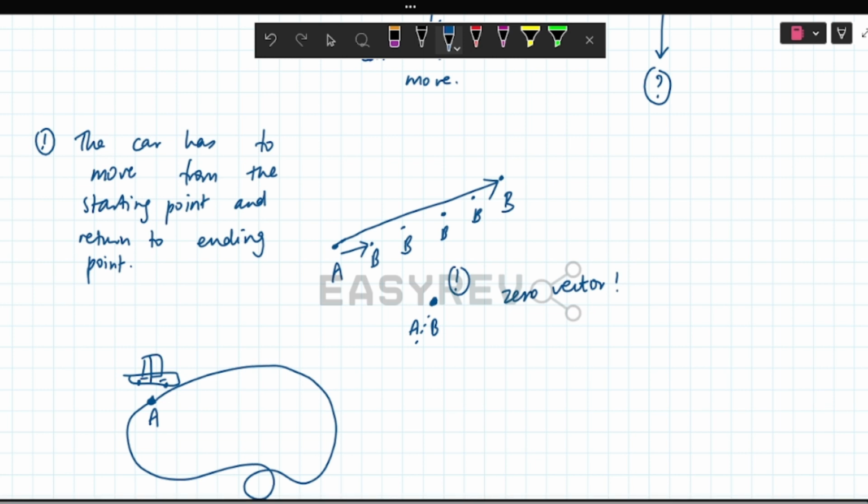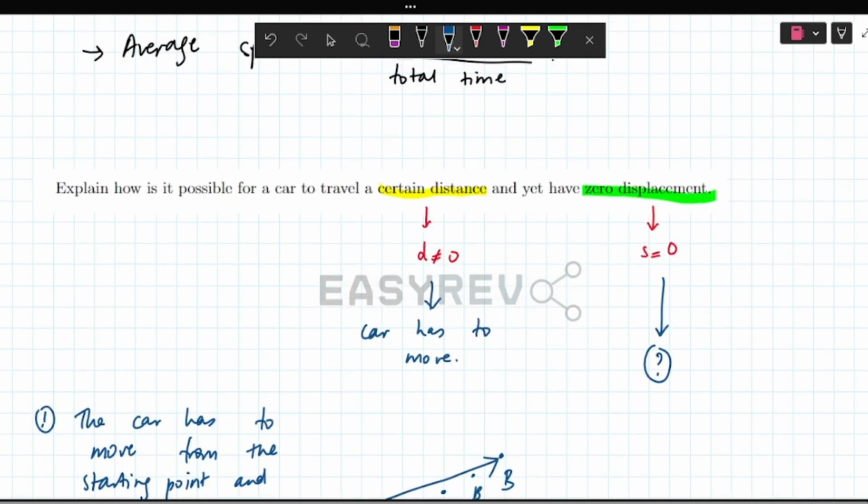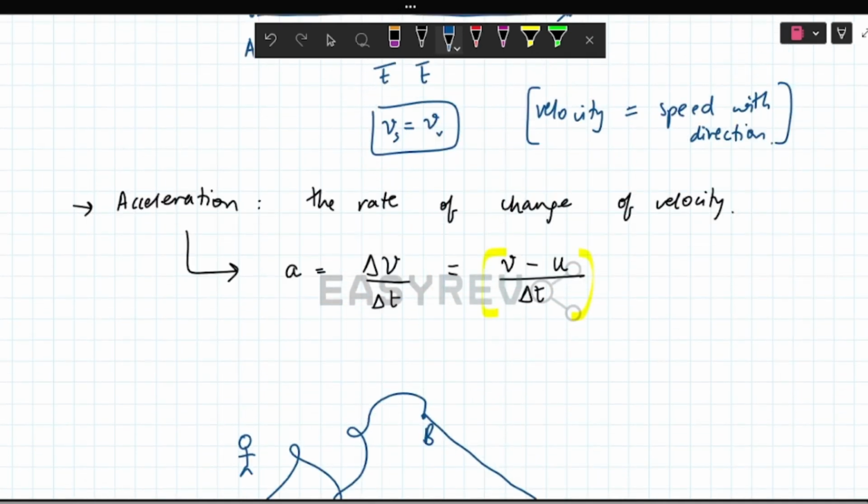Notice how the car itself is covering some non-zero path, which means distance is non-zero, and at the same time has zero displacement since the starting and ending points are overlapping. And so you have a path that's been described in such a way that it has non-zero distance but zero displacement. And so we have landed at the ending of our first checkpoint.